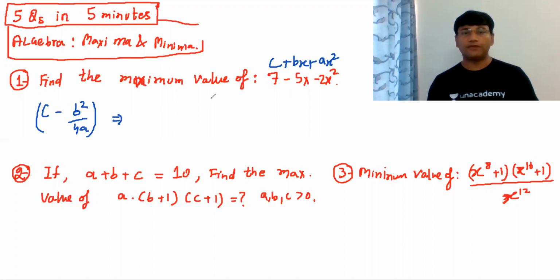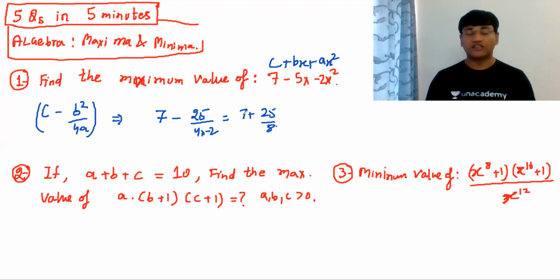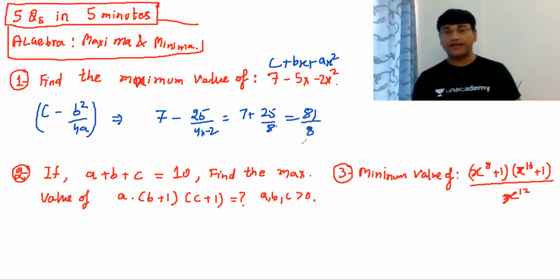If you put the value of a, b, c here, this will be 7 minus b is 5. B is minus 5 square is 25 upon 4 into minus 2. So this is basically 7 plus 25 by 8. So this becomes 56 plus 25. This is 81 by 8. So that's all guys. कितने आराम से हमने देखो इसको निकाल लिया है.